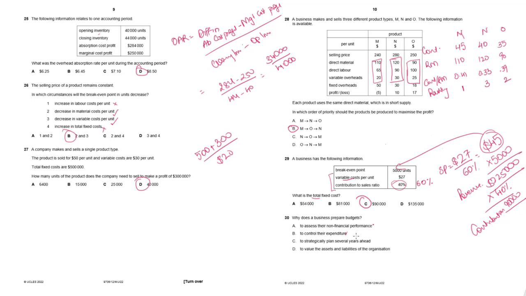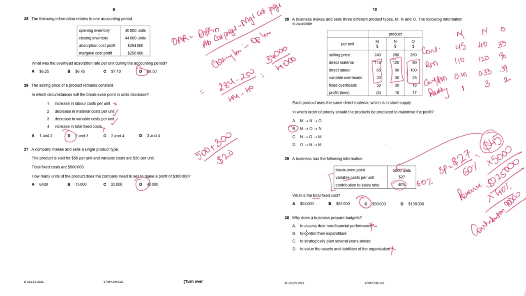To strategically plan several years ahead, again, this statement can be true because yes, budgets are a plan for future, but the way they've said it, strategically plan several years ahead, probably yes, probably no, but depends on the other options. To value the assets and liabilities of the organization, this is definitely not the correct statement. Now we are left with option B and C.